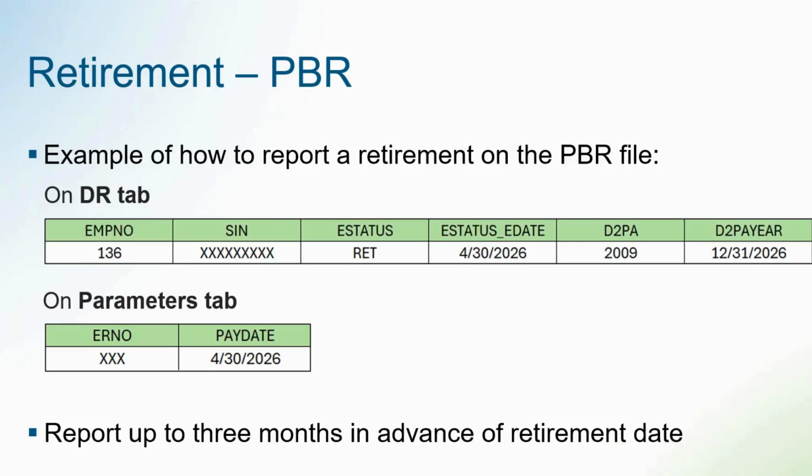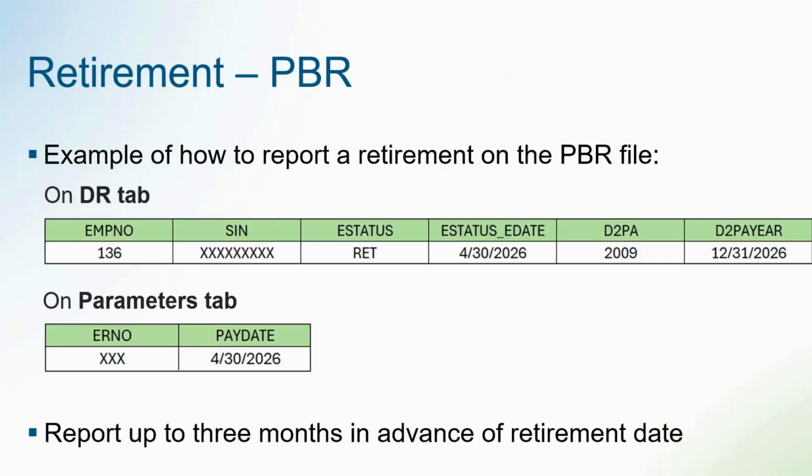If you're reporting the retirement date in advance, up to 3 months in advance, in the file, you would not report anything for the pension adjustment and keep the D2PA and D2PA year columns blank because earnings are not final. And when you report the member's final earnings and contributions for the period up to their retirement date, you will then report the pension adjustment in that future file.